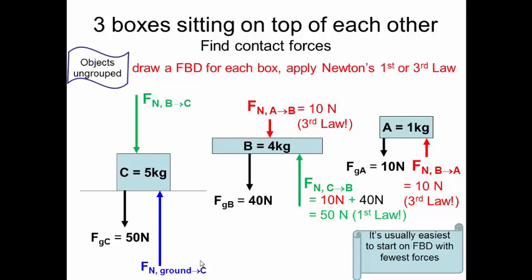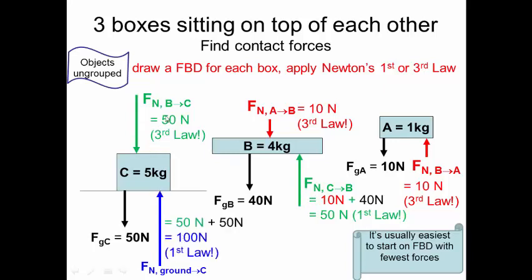And finally, don't forget, we have box B that's going to be pushing back down on box C. Of course, we know that this force is 50 newtons. We already figured that out over this side, and we can use Newton's third law. This is an action-reaction pair, these two green arrows.